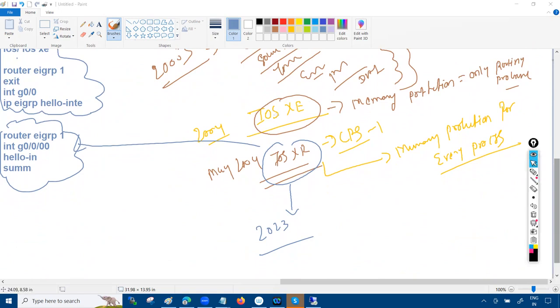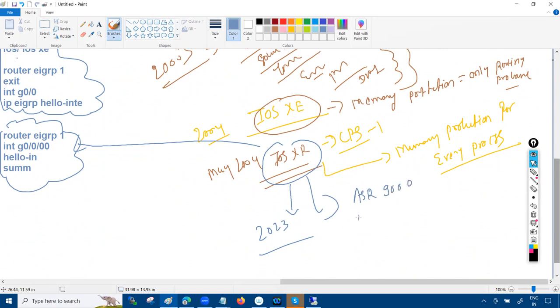They came with the concept of iOS XE. iOS XE allows you to do memory protection only for the routing protocols. But then again, in the later 4 to 5 months, they changed it. Okay, let's go with iOS XR now. And right now in the market, iOS XR is working on the ASR 9000.